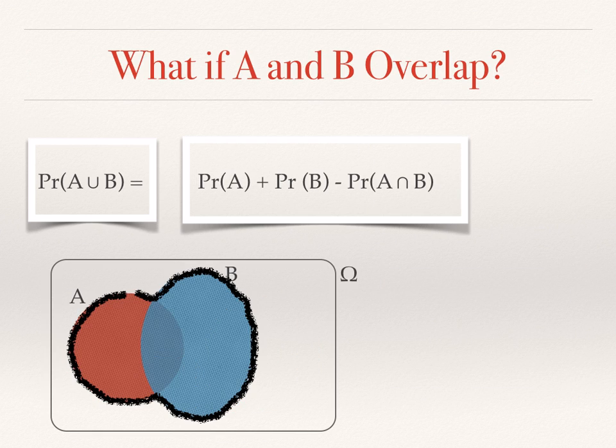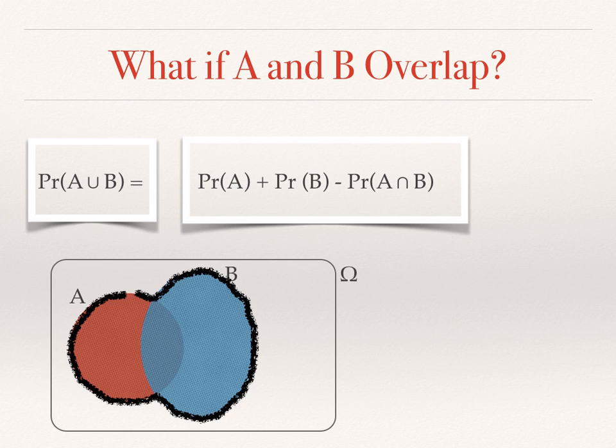But what if the two sets overlap? Can we have a way to calculate the probability of A union B from the probability of the sets A and B when they overlap? There is a way to do that, but what you'll have to do is to add the probability of A to the probability of B, and from that sum you need to subtract the probability of the intersection of A and B. And why is that?